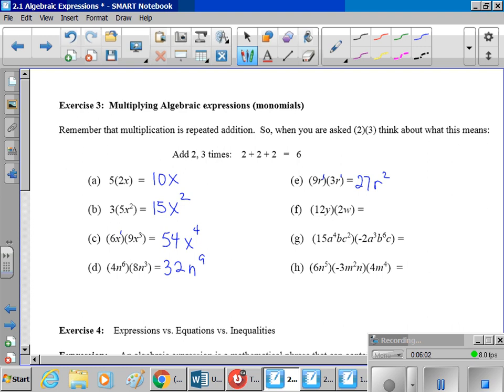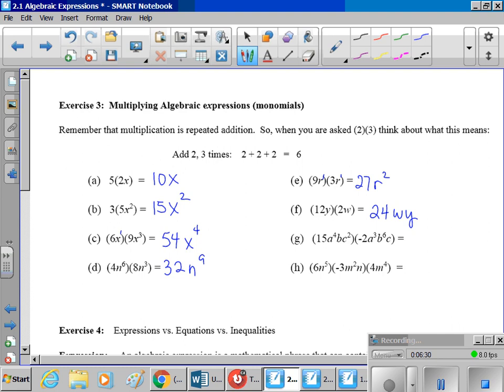Now, when we get to F, we have two different variables here. So 12 times 2 is 24. And because the W and the Y are by themselves, basically in mathematics, we make sure that we put them in alphabetical order. It makes things a little bit easier. All right, so 24WY. All right, don't panic. Geez, not so bad.